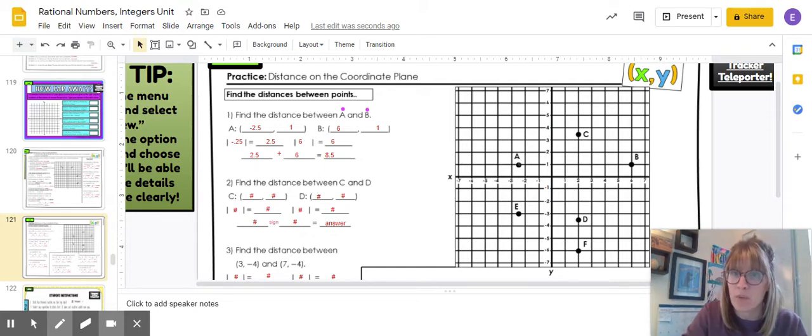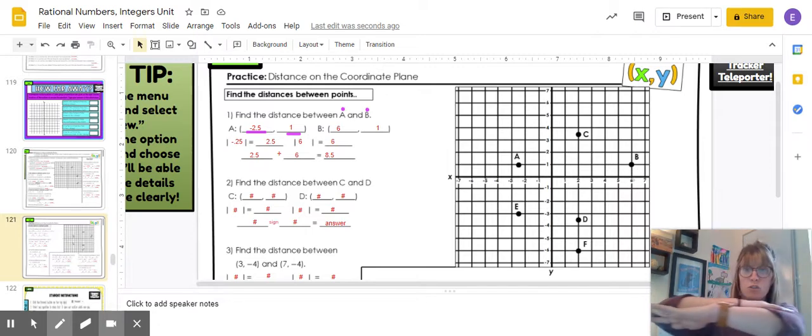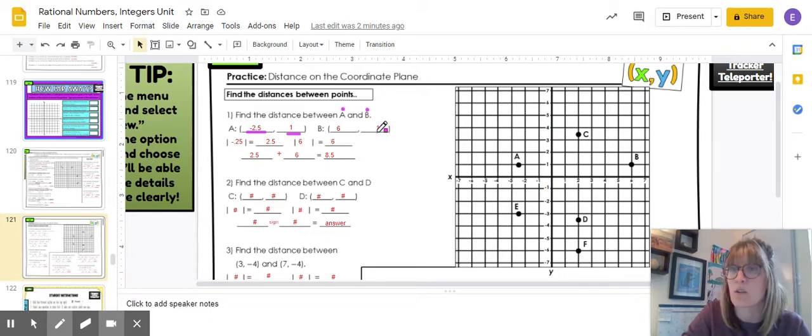You might think of this like a map. If you want to get from point A to point B, you want to know how far it is. So the first thing you want to do is discover where point A is. You go over on the x, -2, up 1. So our x coordinate is -2.5, and our y coordinate is 1. Okay, for point B, we go from the origin over 6 along the x-axis, and then we go up 1 on the y.